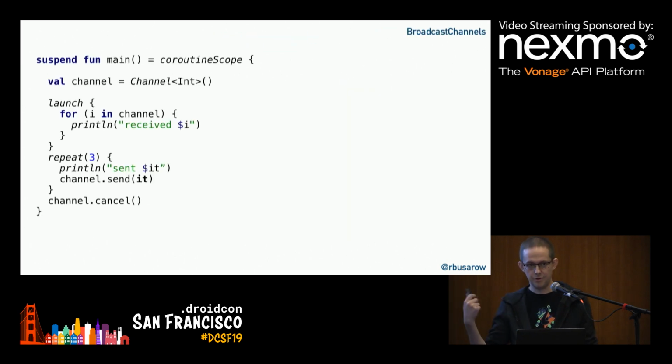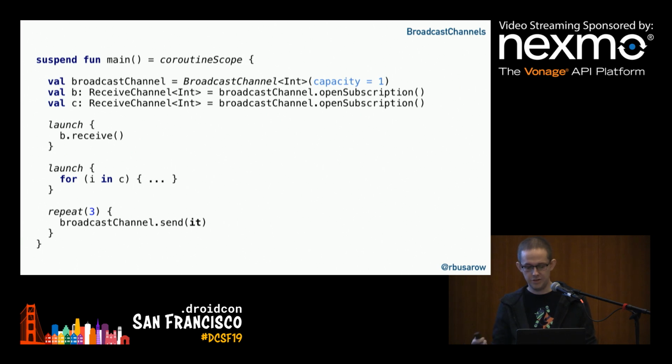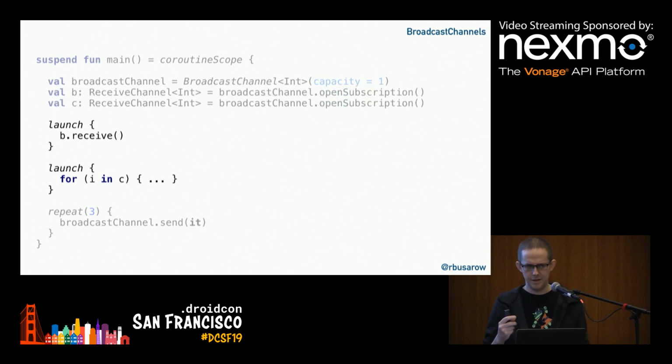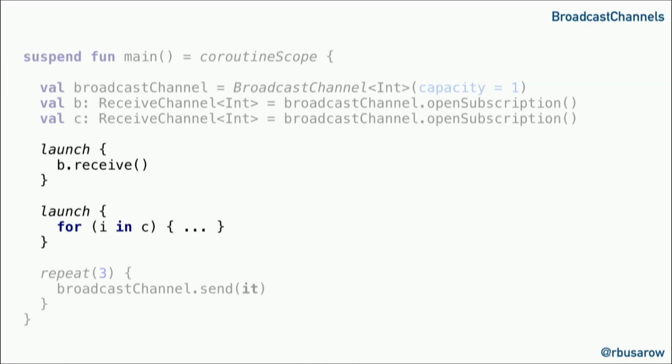So let's take this original function for demoing the one channel and change it so that we're now creating a broadcast channel with a capacity of 1. We don't have the option to use a rendezvous channel, so I'm going to use the smallest thing I can so that I can animate it without too much work. Then we're going to create 2 receive channels out of this broadcast channel and launch 2 coroutines to observe these channels from their own coroutines.